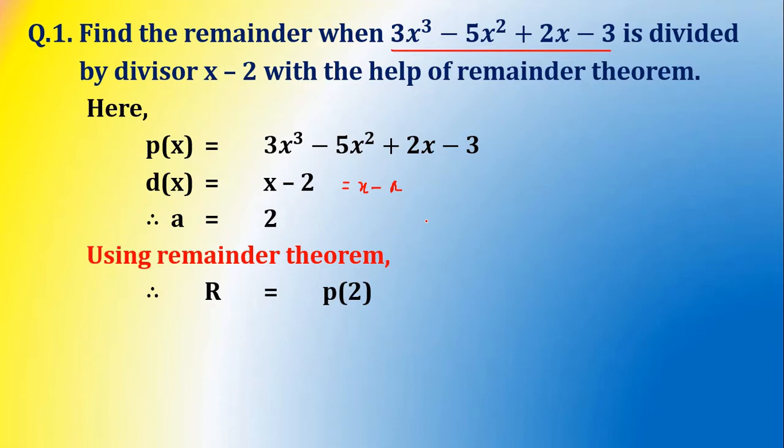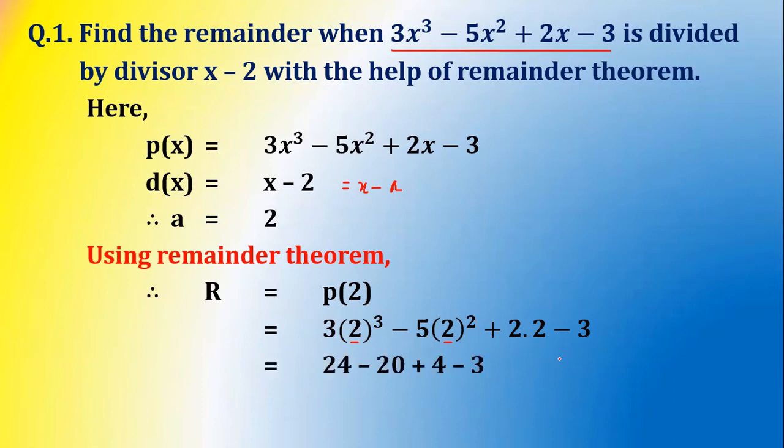Now putting this value of p(2) in the given polynomial p(x), the expression would be like this. Wherever we are seeing the variable x, everywhere I have replaced x by 2, because in place of x now we are putting the value of a, that is 2. The first expression will be 3 times 2 cube. 2 cube is 8, 8 3s are 24. So the first value would be 24 minus 5 times 2 square, 2 square is 4, 4 5s are 20, plus 2 2s are 4 minus 3. So these are the terms that we can find.